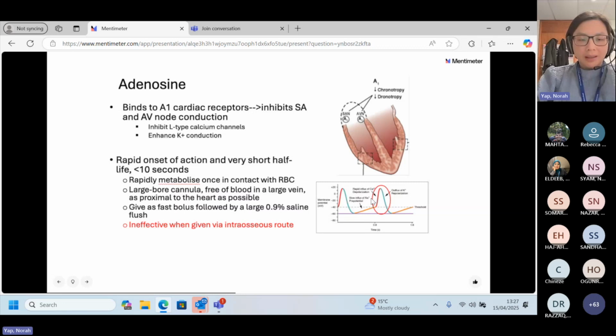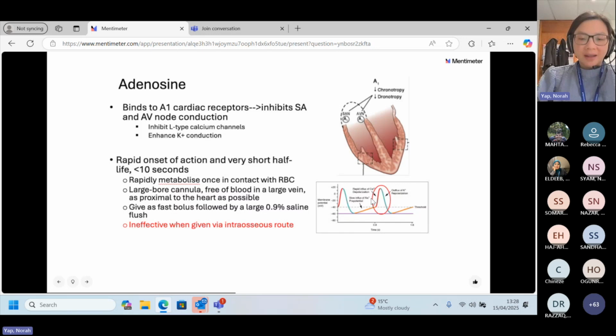So, a bit more about adenosine. It has a rapid onset of action but a very short half-life, less than 10 seconds. The moment it has contact with any red blood cell, it starts to metabolize. So you need to give it through a large bore cannula free of blood, inserted into a large vein as close to the heart as possible. Ideally, the cannula should be placed in the antecubital fossa, and then give it as a fast bolus followed by a large saline flush.